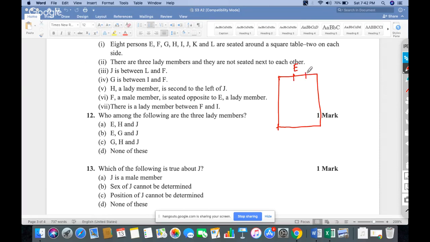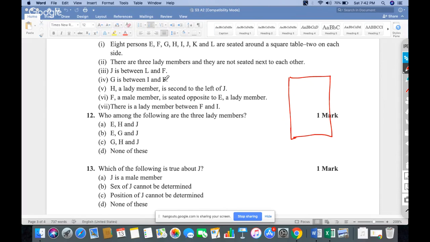E, F, G, H, I, J, K, L. So it's not actually in this order. So there are 3 lady members. They are not seated next to each other.